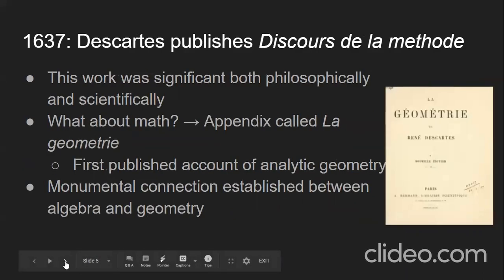Next up, we have Descartes. In 1637, he published Discours de la méthode, which was significant both philosophically and scientifically. Its influence in math came from an appendix to the book, which was called La Géométrie. This appendix was really important because it was the first published account of analytic geometry. It wasn't called that then, but that's what we call it now. It announced the marriage of algebra and geometry that would become indispensable in all subsequent mathematical work. So really important foundations laid there.